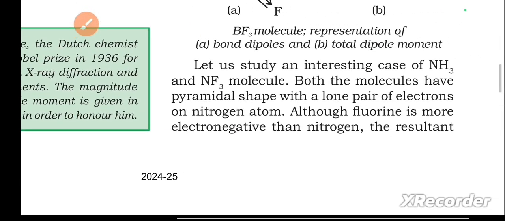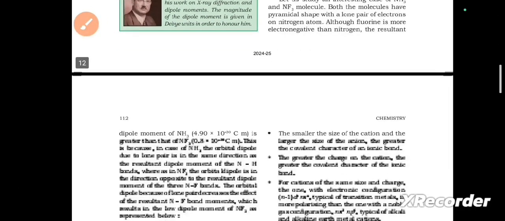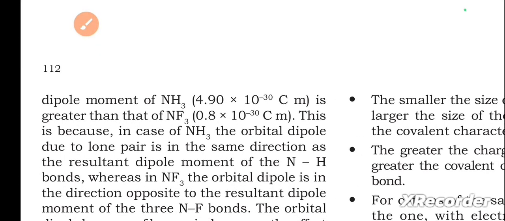Let us study an interesting case of NH3 and NF3 molecules. Both the molecules have pyramidal shape with a lone pair of electrons on the nitrogen atom. Although fluorine is more electronegative than nitrogen, the resultant dipole moment of NH3 is greater than that of NF3.